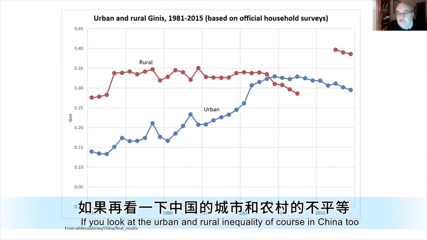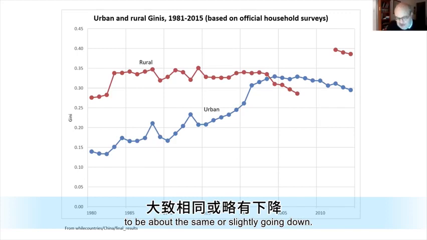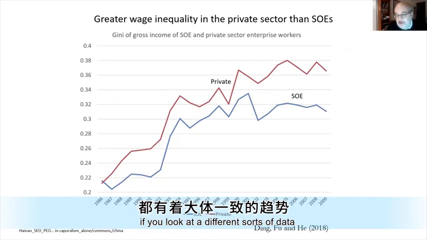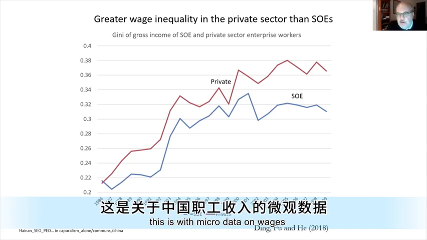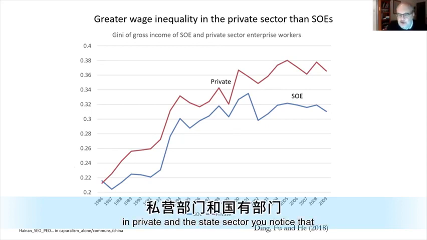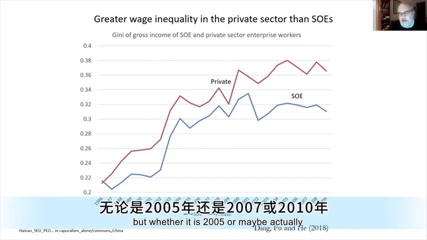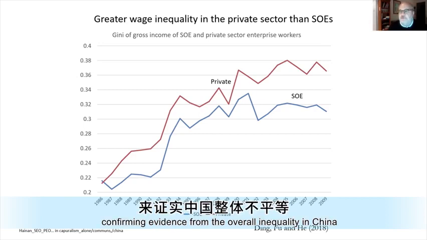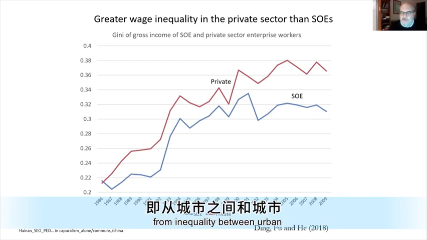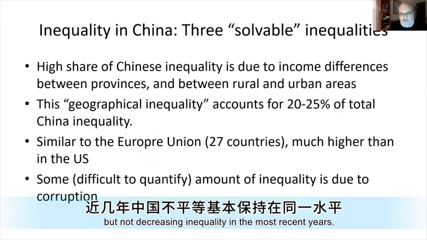If you look at urban and rural inequality, of course, in China too, you have a large increase in urban inequality, with the same tendency in the last 10 years to be about the same or slightly going down. And finally, you have the same tendency if you look at different sorts of data. This is with micro data on wages, where, of course, the private sector always has higher inequality in wages than the state sector. But you notice here too, in the private and the state sector, that wage inequality has been stable, has not continued increasing since approximately 2005, or maybe even 2007 or 10, but around that period. So you have confirming evidence, from overall inequality in China, from inequality within urban and rural areas, and inequality within the state and private sector, of a stable inequality, but not decreasing inequality in the most recent years.